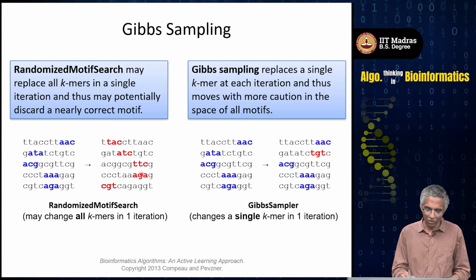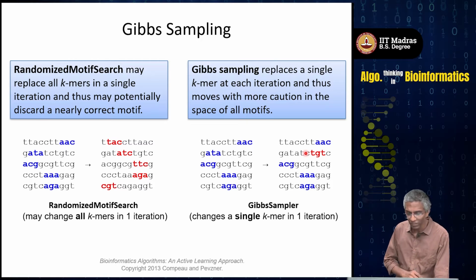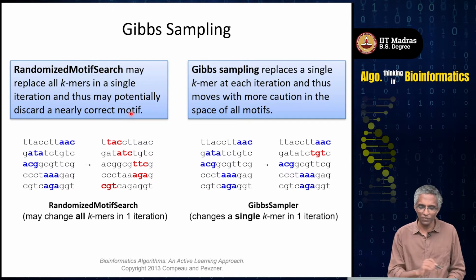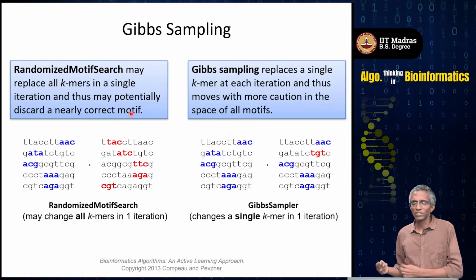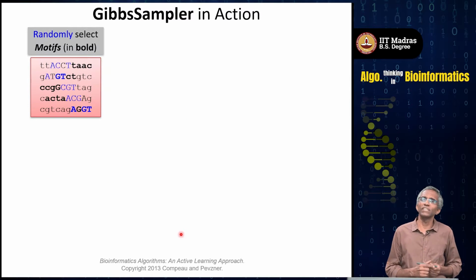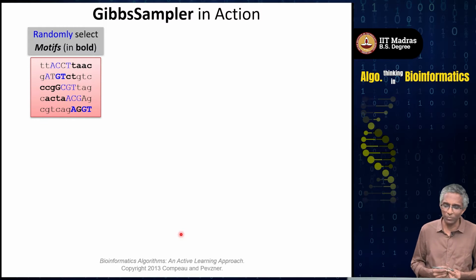You change all the motifs, all the k-mers, when you are updating your motifs in randomized motif search, but in Gibbs sampler you only change one at a time. And that turns out to have certain advantages, because if you have a nearly correct motif, where almost all of the motifs you have found are the actual truly implanted motifs, but in one or two sequences you do not have the correct motifs, then Gibbs sampling is a more conservative approach, a more cautious approach to update your profile. Let us just look at the same example, how Gibbs sampler would do.